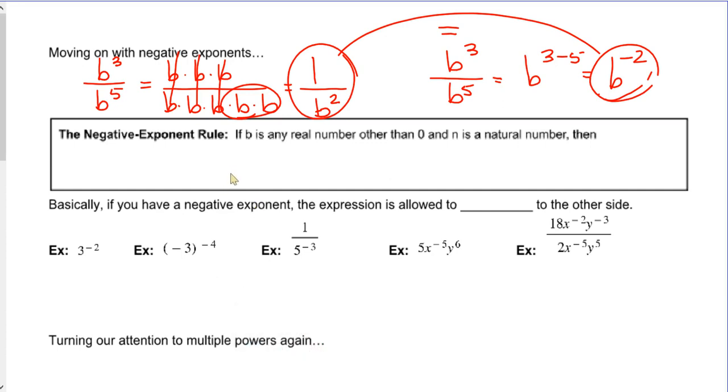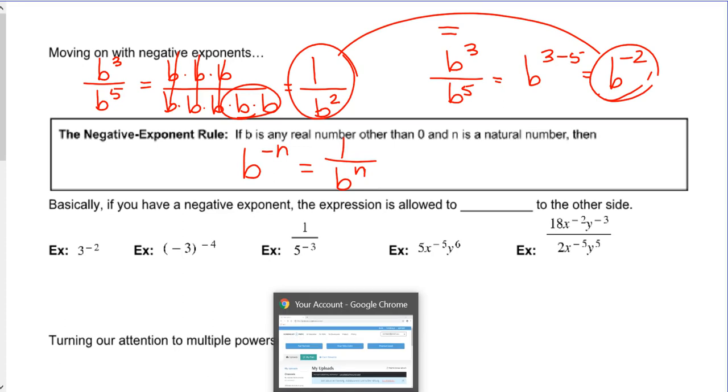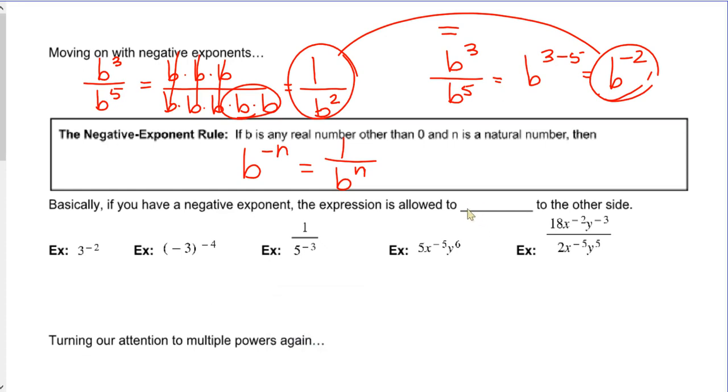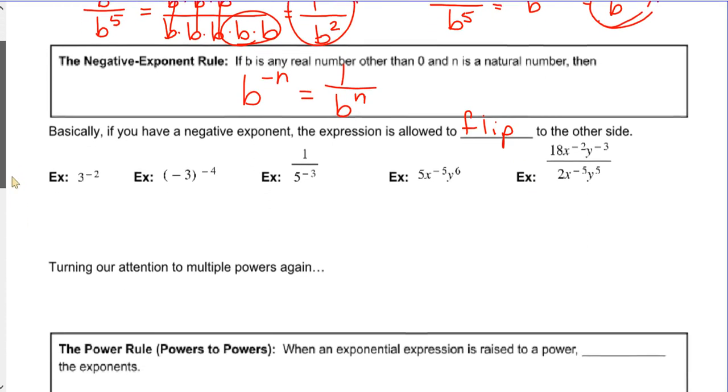So if b is any real number other than 0 and n is a natural number, remember those counting numbers, then b to the negative n is equivalent to 1 over b to the n. So we can flip it over the fraction bar and make it positive. Basically, if you have a negative exponent, the expression is allowed to flip to the other side. And I've had good success with kids thinking of it that way, or students thinking of it that way. Not all of us are kids here.